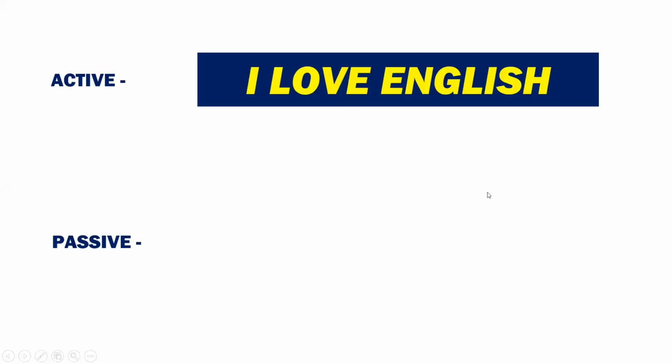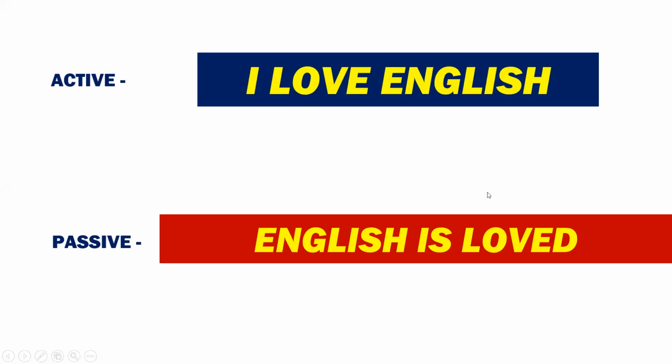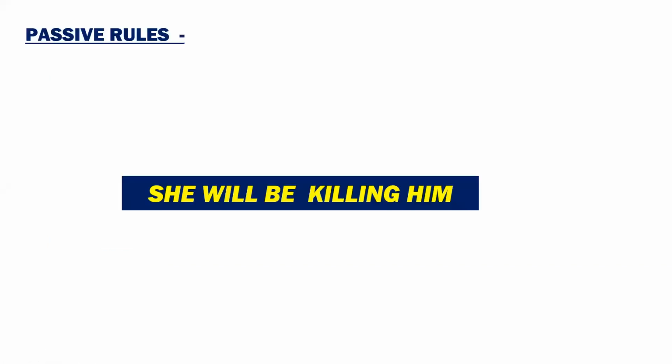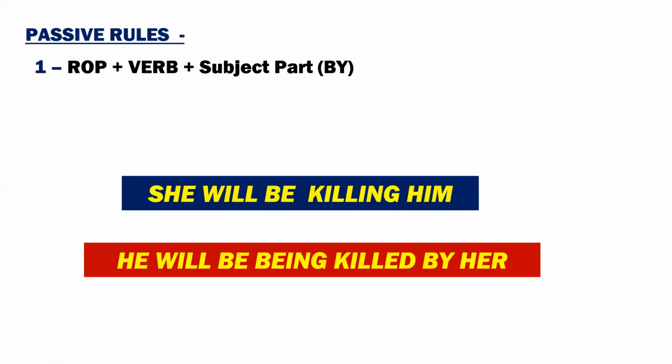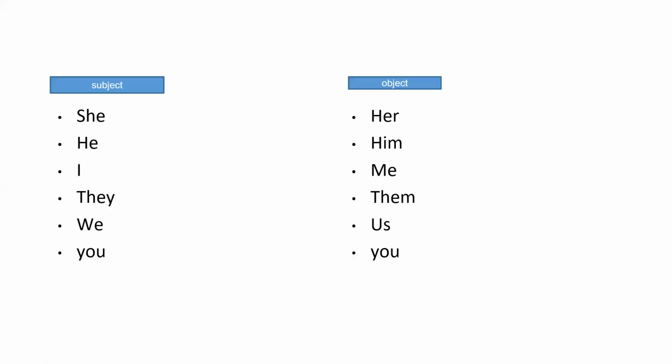Okay. I love English. English is loved. Now, we will discuss some rules. First, I will share the whole PDF, so no need to write anything. Just understand. What is the passive voice rule? Object, then verb, then subject part.